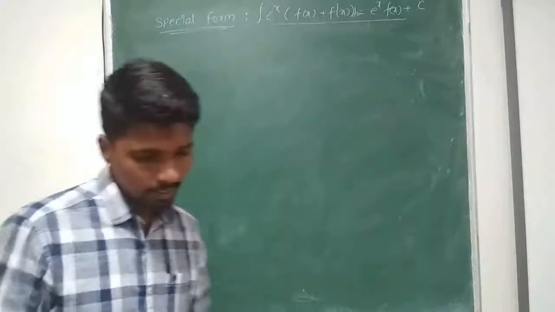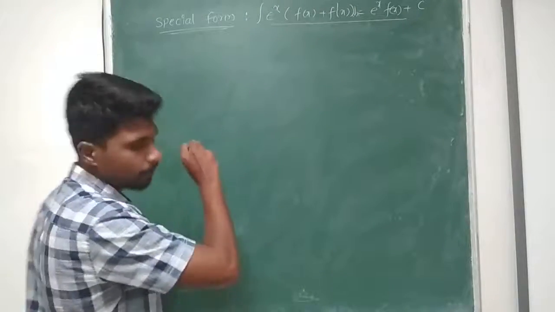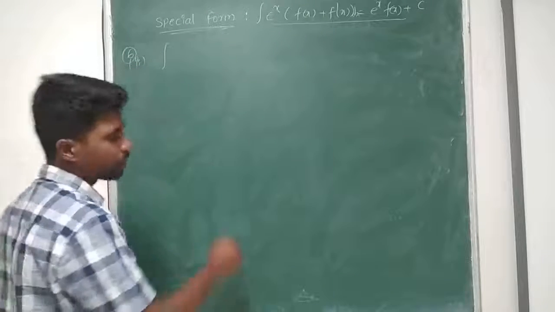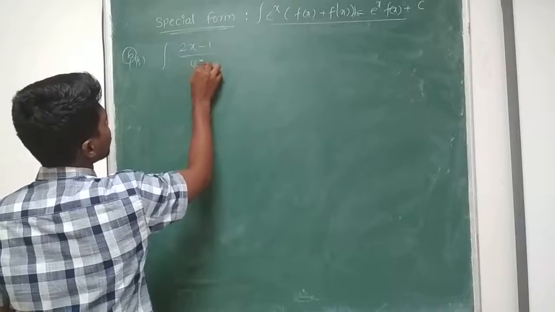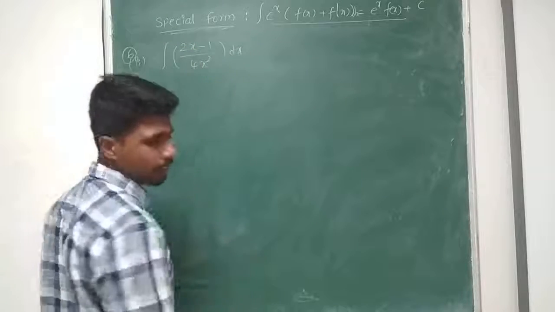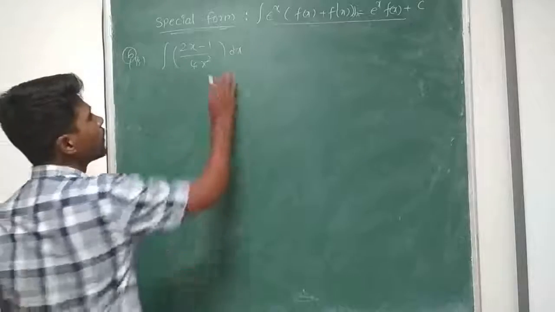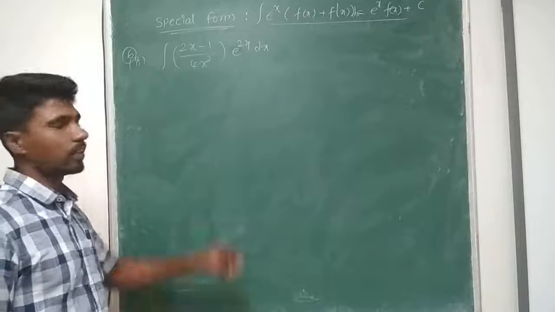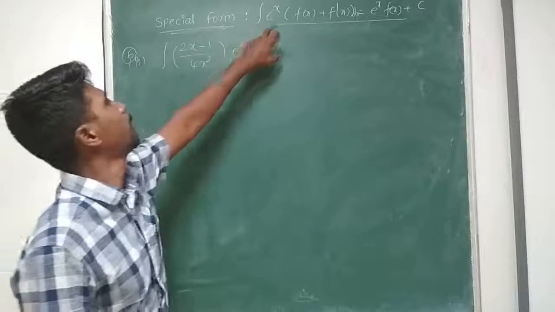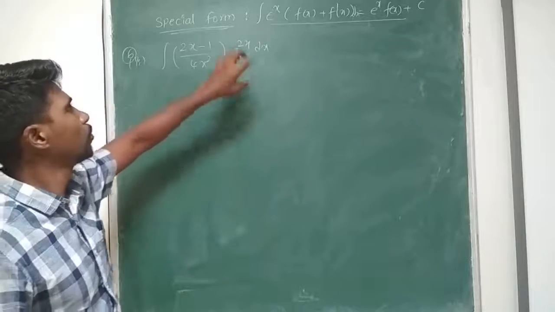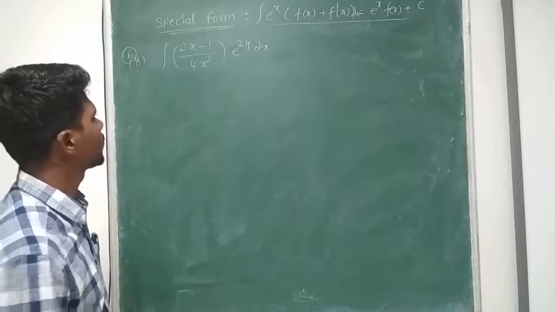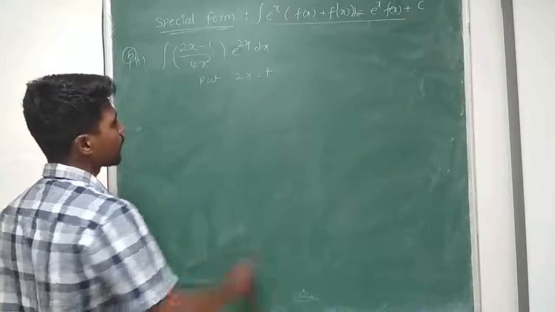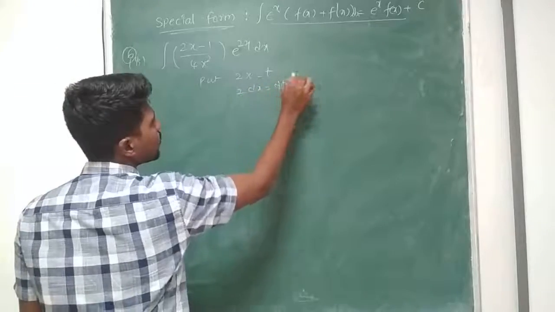Next question. Integral of 2x minus 1 by 4x square, similarly e power 2x dx, right? So this is the question they gave, and we need e power x, but we have the e power 2x form. So 2x can be converted into another variable by substitution. If I substitute 2x as t, I get 2 into dx as dt.